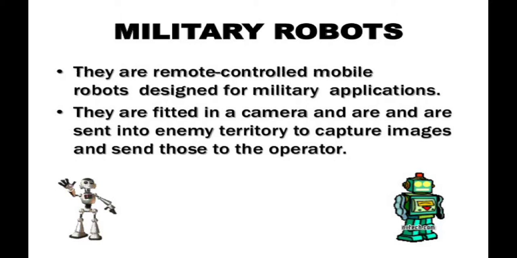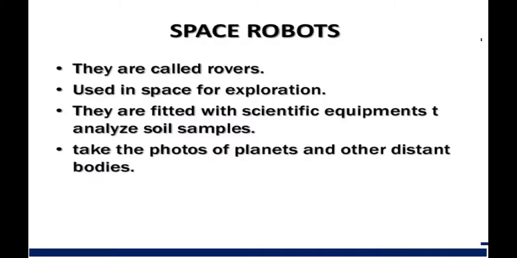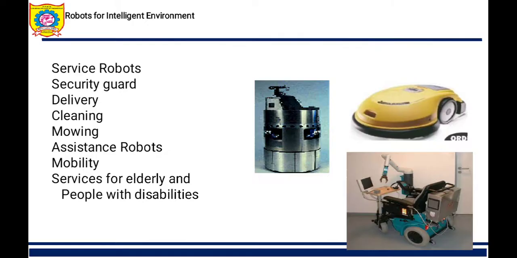Military robots are remote control mobile robots which are designed for military operations, right? They are fitted with cameras and are sent to enemy territory to capture images and send those to the operator. So these are very important robots. These are military robots. Space robots. These space robots are called rovers. Rovers have been sent to space. So rovers are nothing but robots used in space for exploration. They are fitted with scientific equipment to analyze soil samples, and take photos of the planets and other distant bodies. You can see in the diagram a space robot.